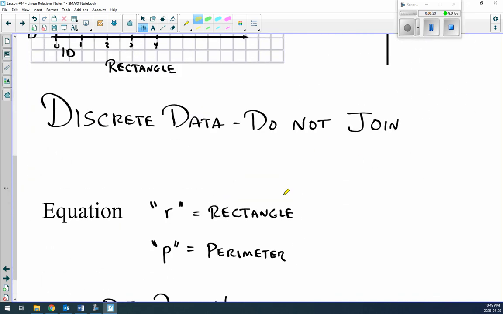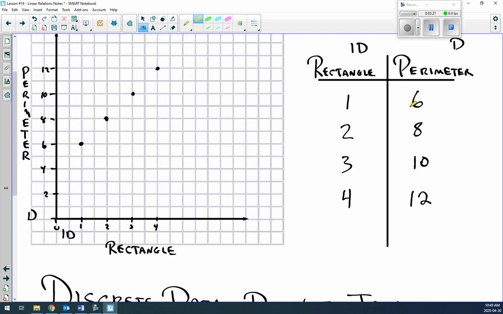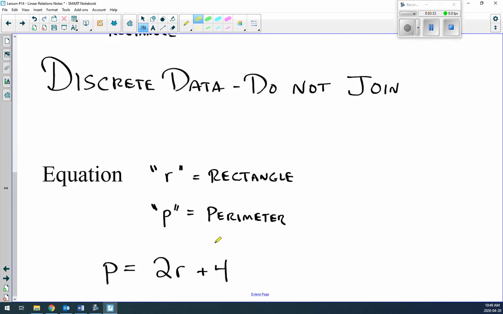So R is going to be 1. So we plug in 2 times 1, which is 2, plus 4, which is 6. Great. Now, don't just stop there. Always do it twice to make sure it works. So rectangle number 2, we should end up with an 8. So 2 times 2 is 4, plus 4 is 8. Yeah, it does. So it works in this case.